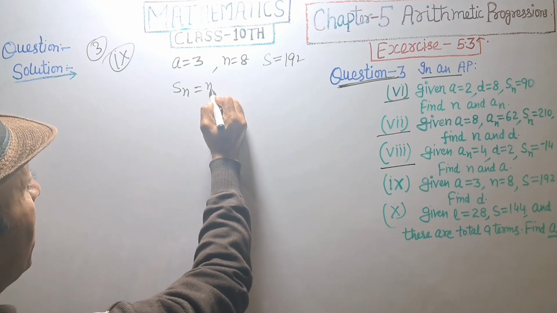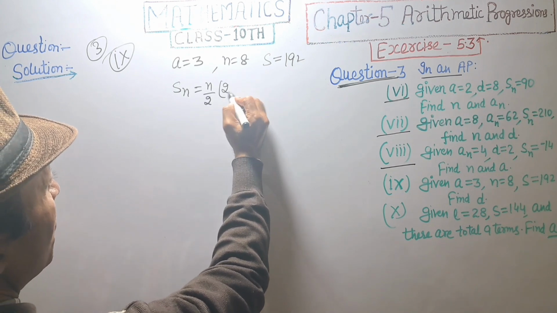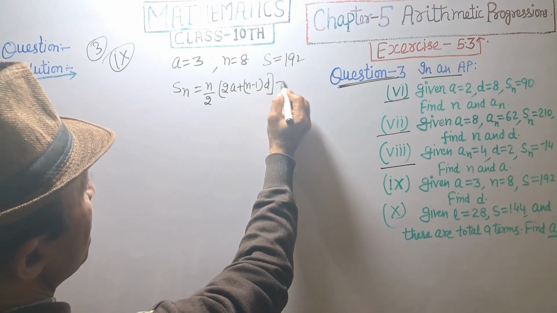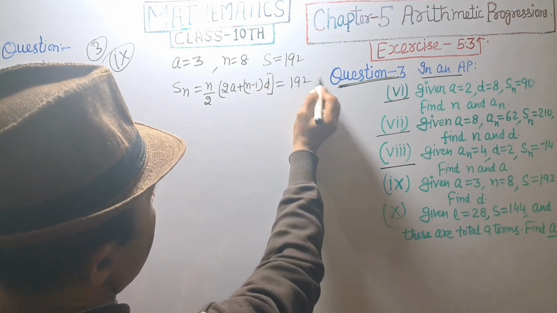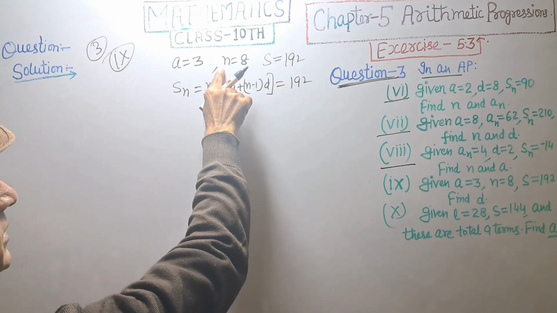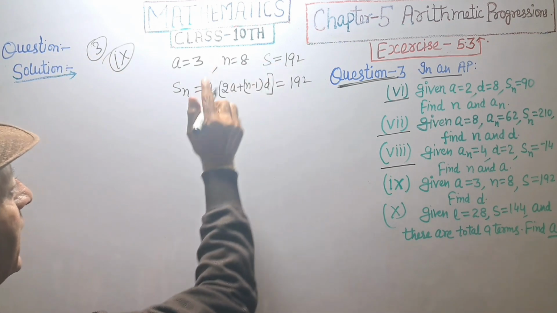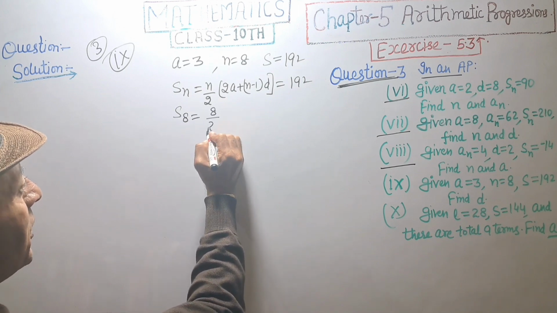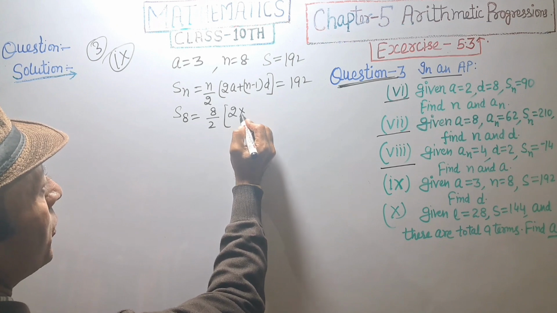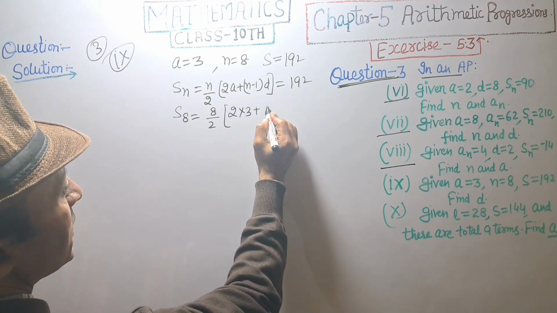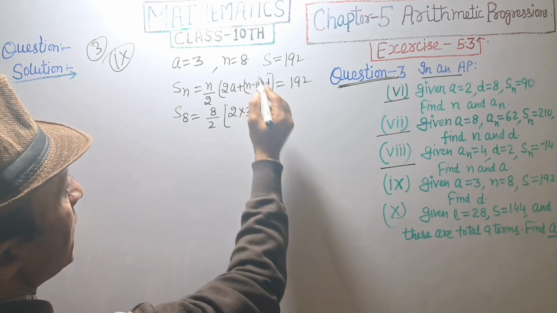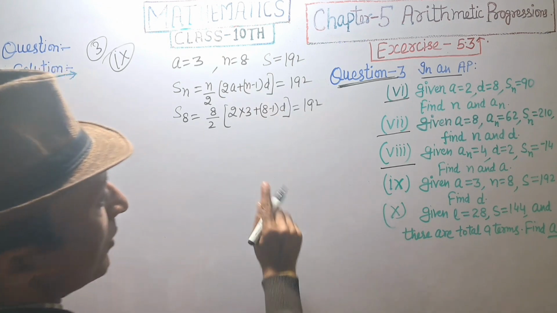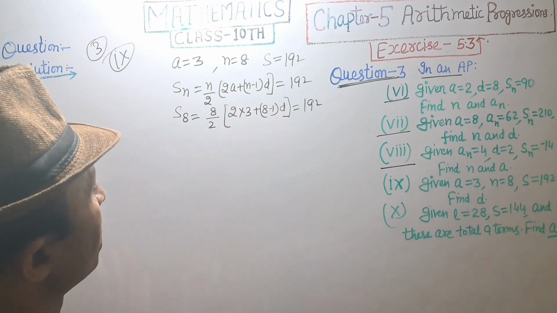Sn is equal to n upon 2, 2a plus n minus 1 into d, equal to 192. N is here 8, so S8. S8 is equal to 8 divided by 2, 2 into a, which is 3, plus 8 minus 1 into d, is equal to 192. We want to find the value of d.